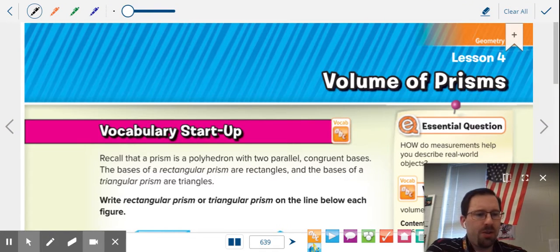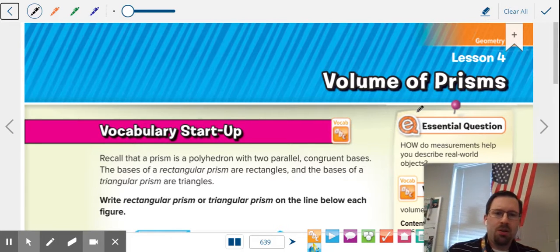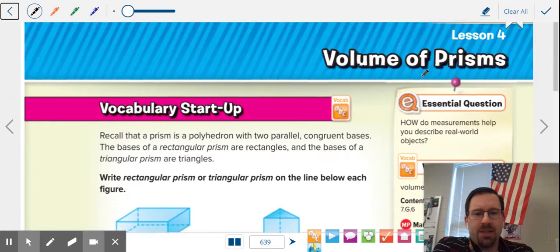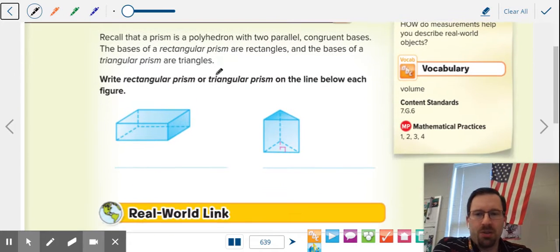Today we are working on the volume of prisms. How do we find the volume of a prism is the key. First off, what kind of prism are we talking about?